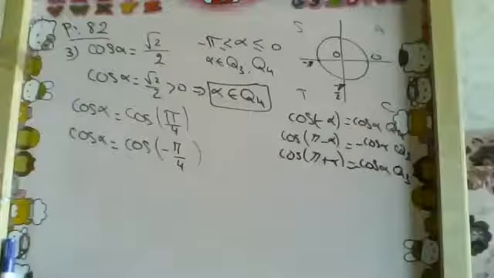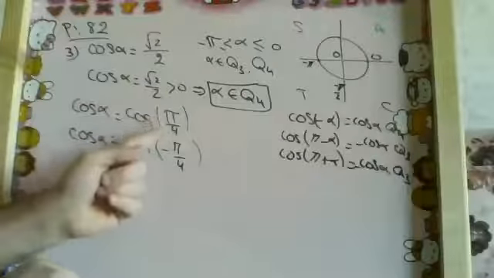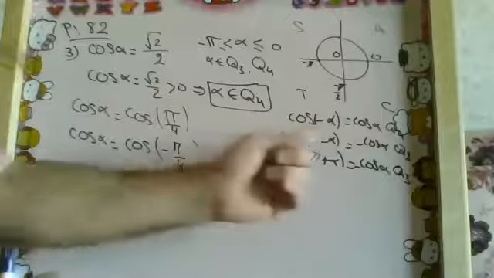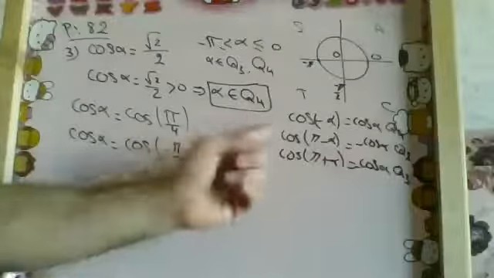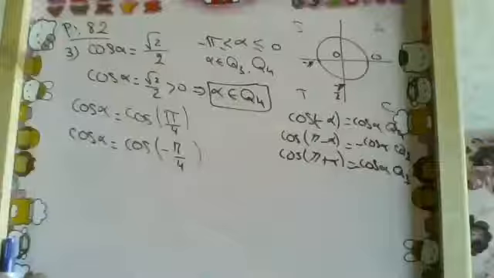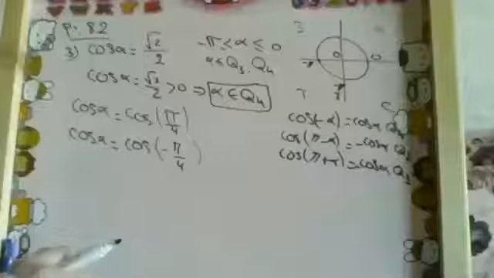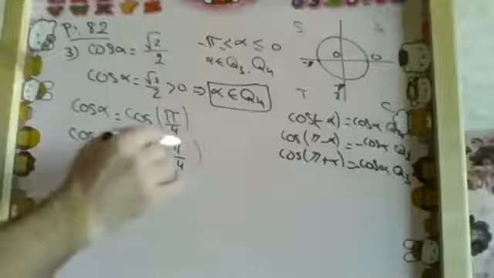Now, step number 1, determine the quadrant. Step number 2, from the table, find an angle. Step number 3, apply the best rule that fits the quadrant, or apply the suitable rule. Now the next step, check if this value is in the given interval.